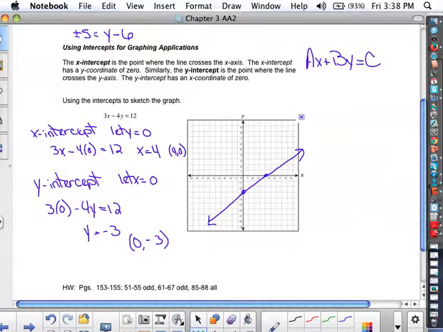And that's about it for the video for section 3.1. It is just on those few things: distance, midpoint, and then graphing the equation of a line in standard form.